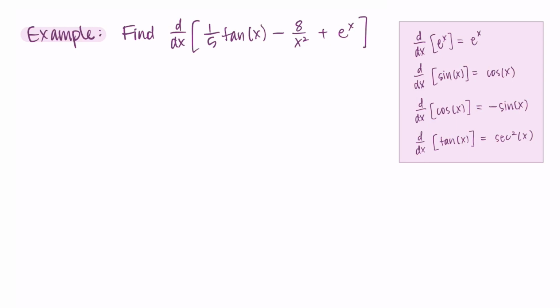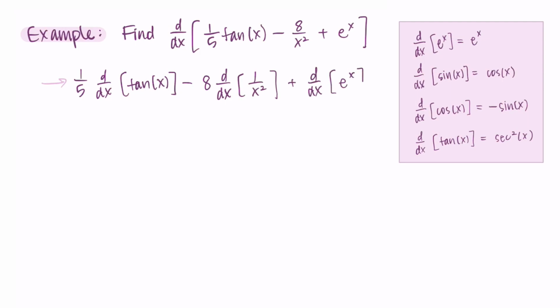So I'm going to separate out the constants and split this into 3 pieces, just splitting it up like I've been doing so far. Again, you don't need to write all this all the time, I'm just really trying to show all my steps. So I have 1/5 times the derivative of tangent minus 8 times the derivative of 1 over x squared plus the derivative of e to the x.